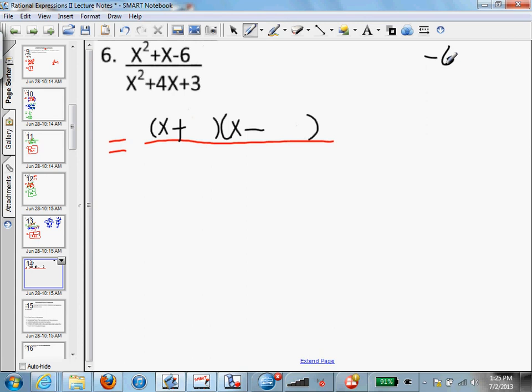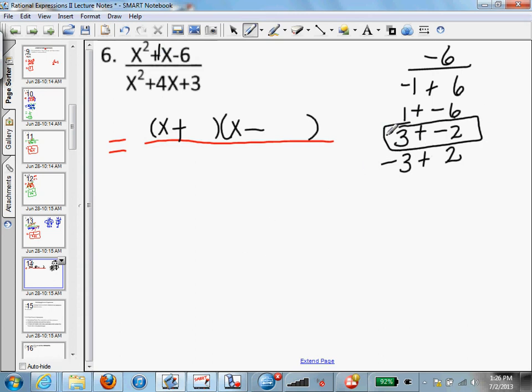And now we have to think of things that multiply to give us negative 6 that combine to give us a positive 1. So negative 1 and 6, or 1 and negative 6, or how about a 3 and negative 2, or a negative 3 and 2. And which of these, when adding, would give us a positive 1? Because here's the positive 1 right there for the b term. And I believe you'll see that positive 3 and negative 2 multiply to give us negative 6, but add to give us 1. So 3 goes in with the positive and 2 goes in with the negative.